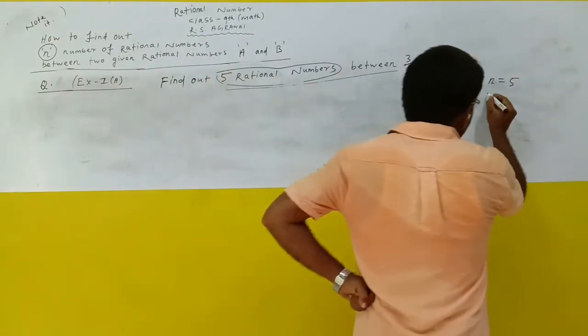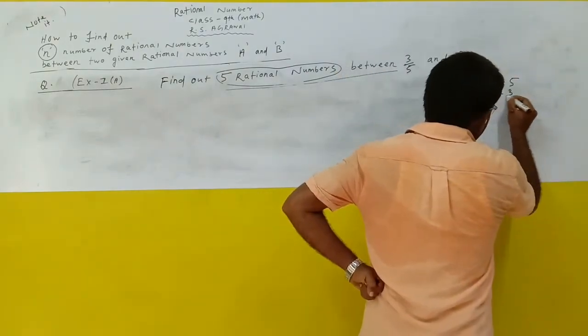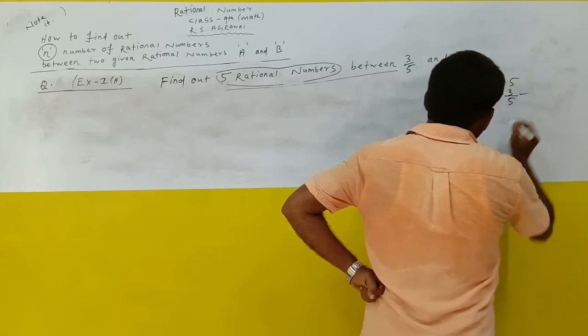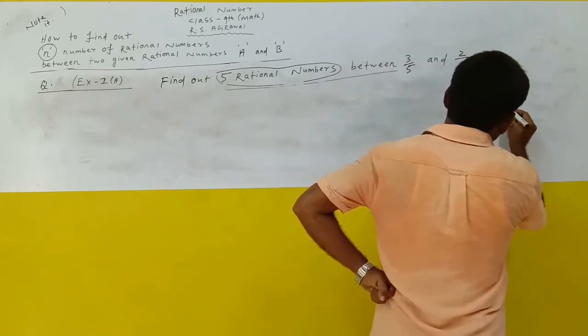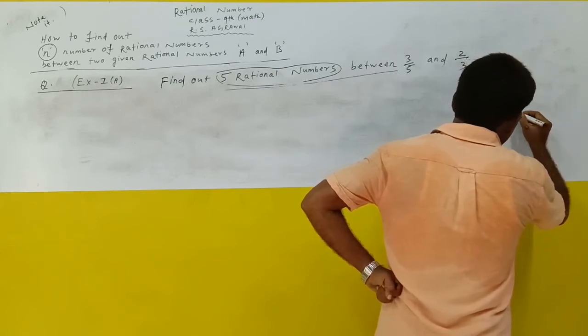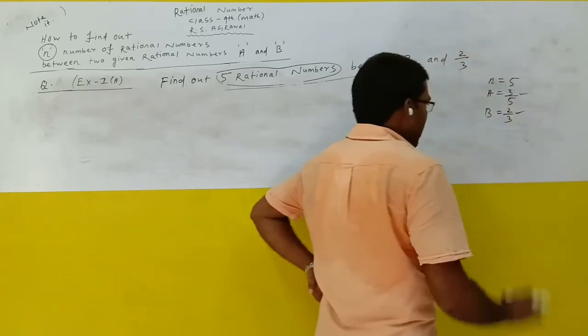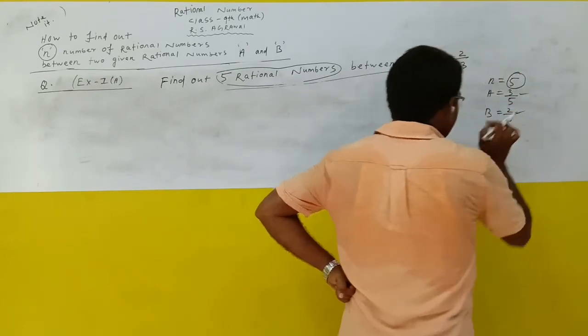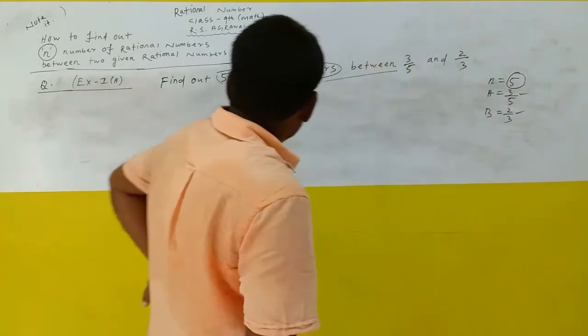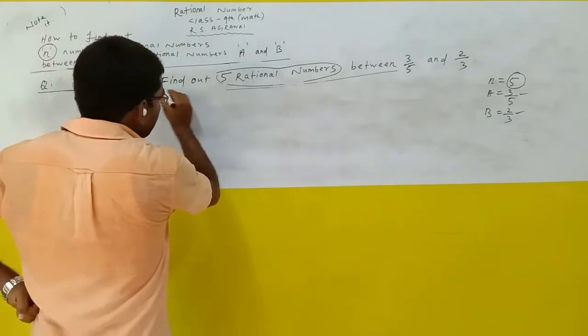Value of a equal to 3 by 5. It is your given first rational number. And value of b equal to 2 by 3. It is your given last rational number. And you want to find out 5 rational numbers between these two. So let's start the solution.